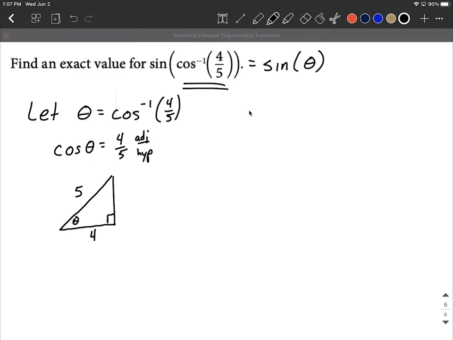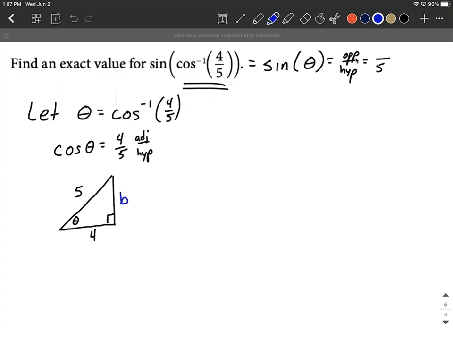And I am trying to use this triangle and find sine of theta. Well, I know sine of theta is reliant on the opposite side length over the hypotenuse. So we already know the hypotenuse. I can put 5 down here in the denominator. We have to do a little bit of work and find the opposite side length. So this opposite side length, I'm just going to call it b for right now.